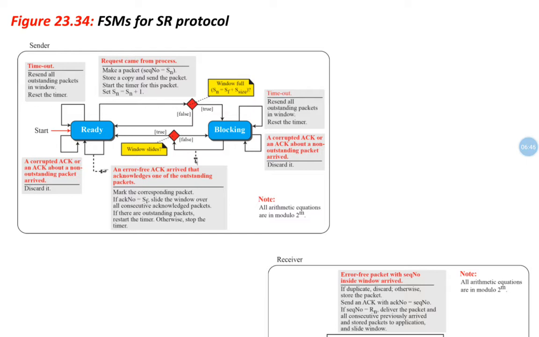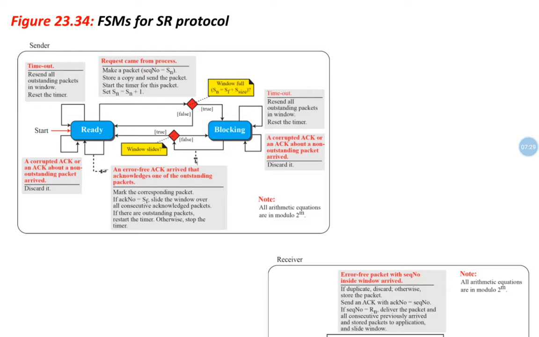Next is about the blocking state. There can be 3 events. One is if an error-free acknowledgement arrives with the acknowledgement number related to one of the outstanding packets, the packet is marked as acknowledged. In addition, if the acknowledgement number is SF, the window is slid to the right until SF points to the first unacknowledged packet. If the window has a slot, the sender moves to the ready state. If a corrupted acknowledgement, or an error-free acknowledgement with the acknowledgement number not related to an outstanding packet, arrives, the acknowledgement is discarded. If a timeout occurs, the sender resends all the unacknowledged packets in the window and restarts the timer.